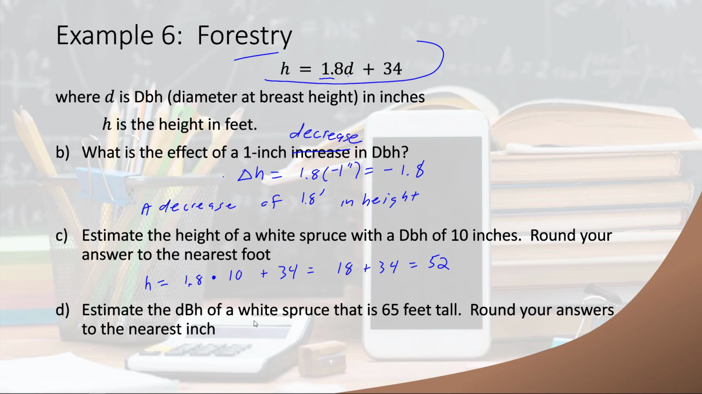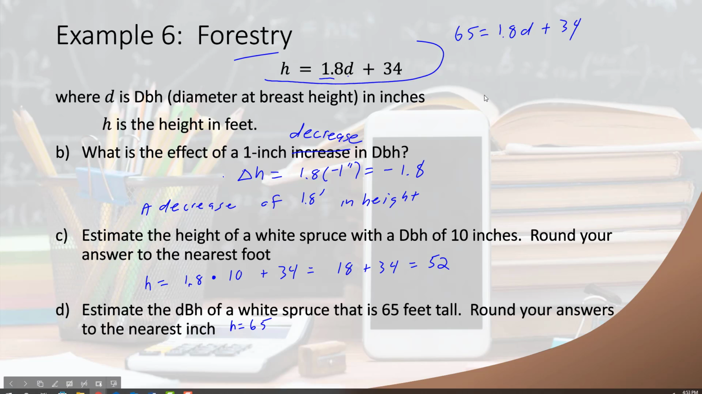And finally, estimate the diameter at breast height of a white spruce that is 65 feet tall. Okay, so in this case, H is 65 feet. And we want to find D. And I'm going to do this up here since I don't have much space down there. So we are going to have 65 is equal to 1.8 times D plus 34. Okay, once again, we need to solve for D.